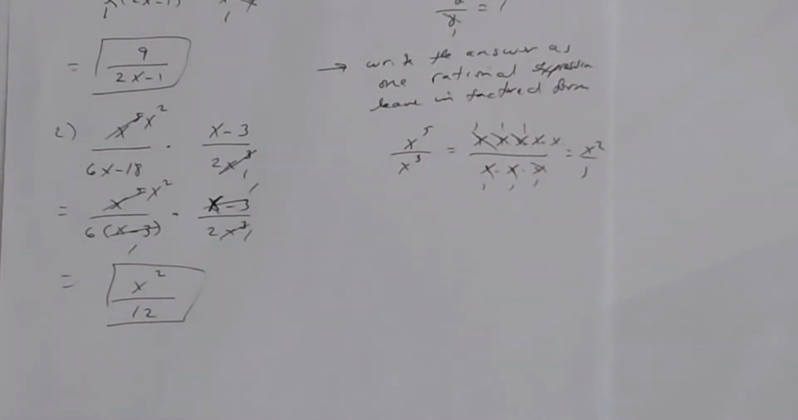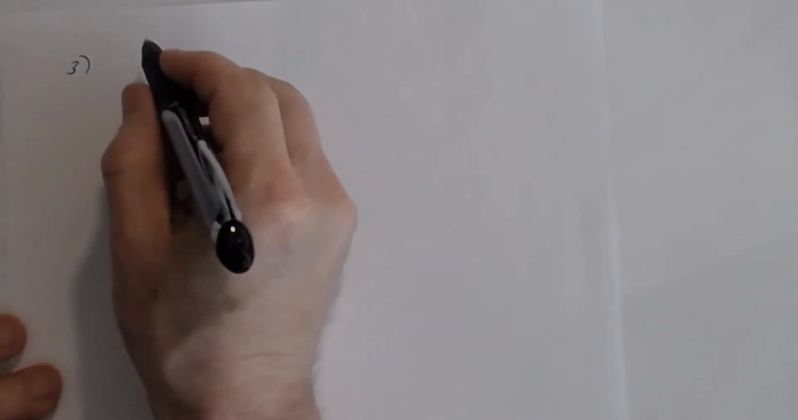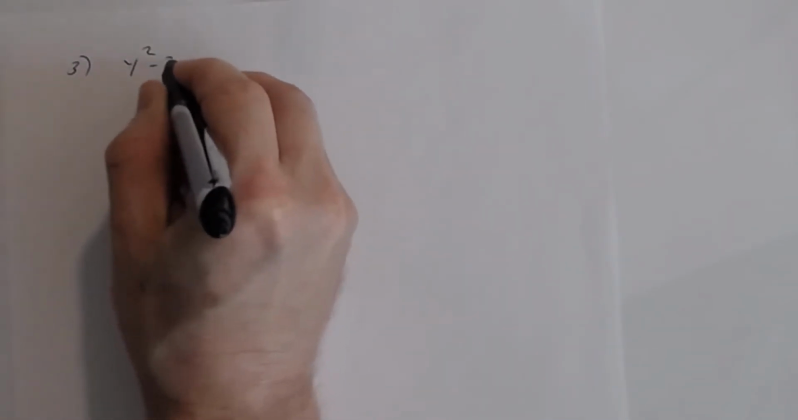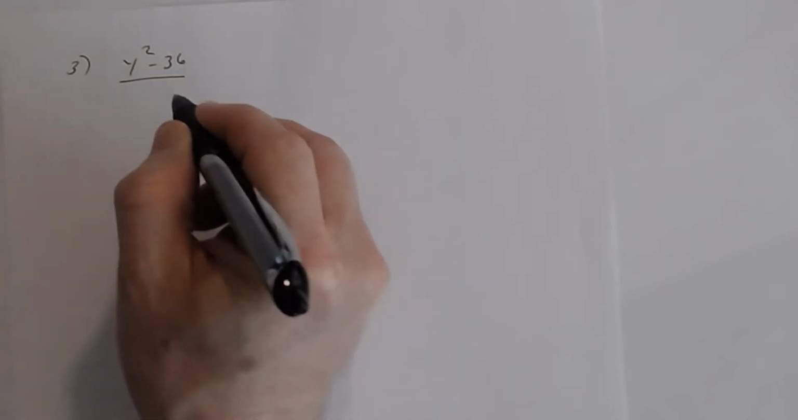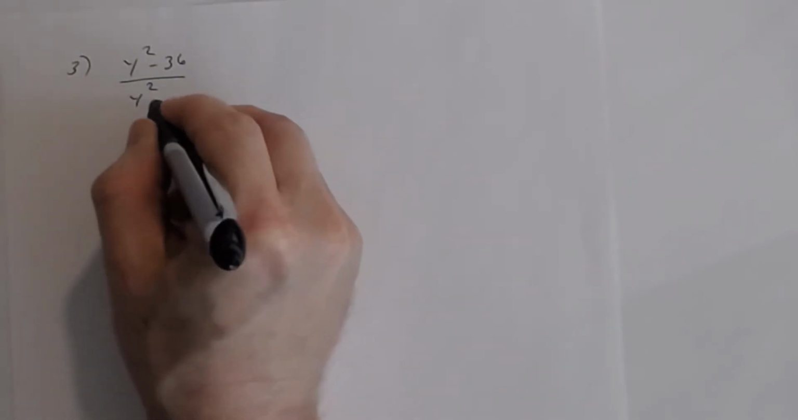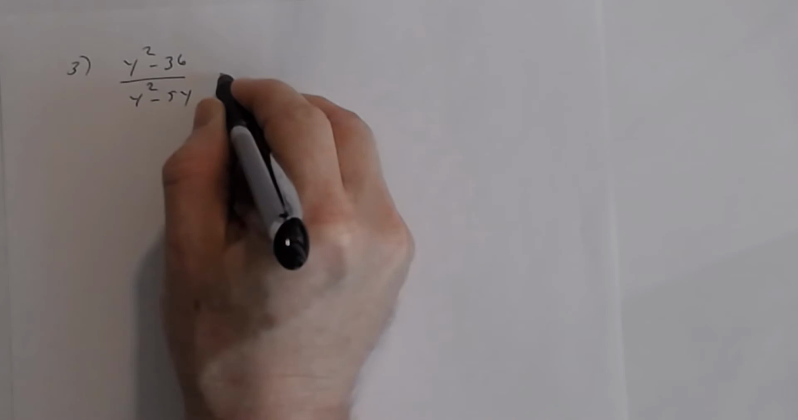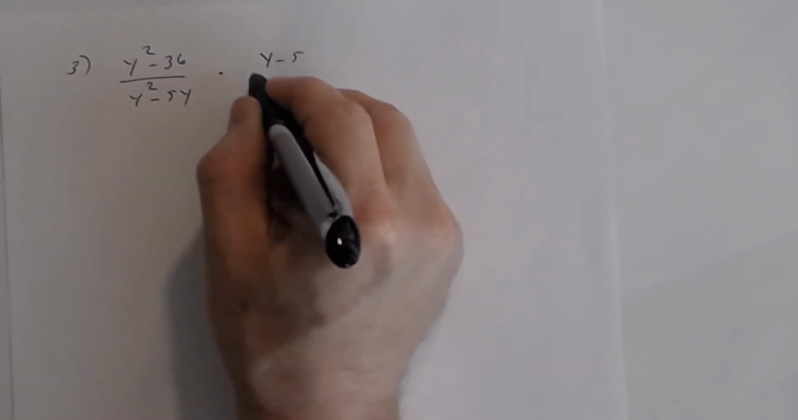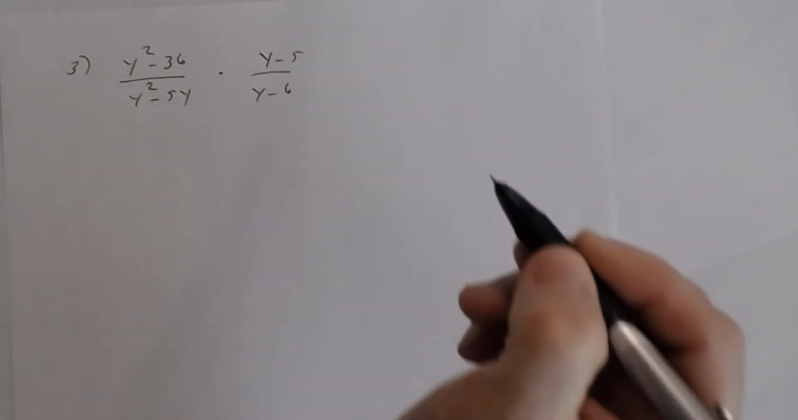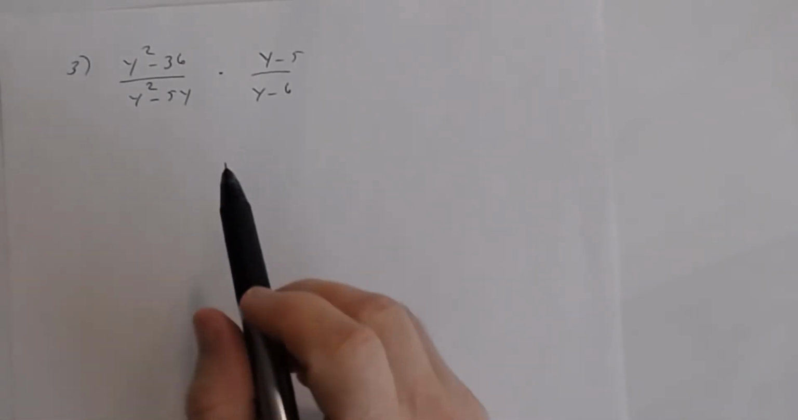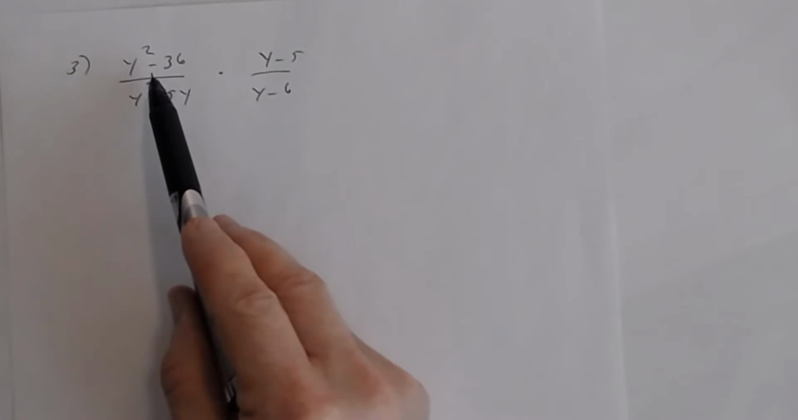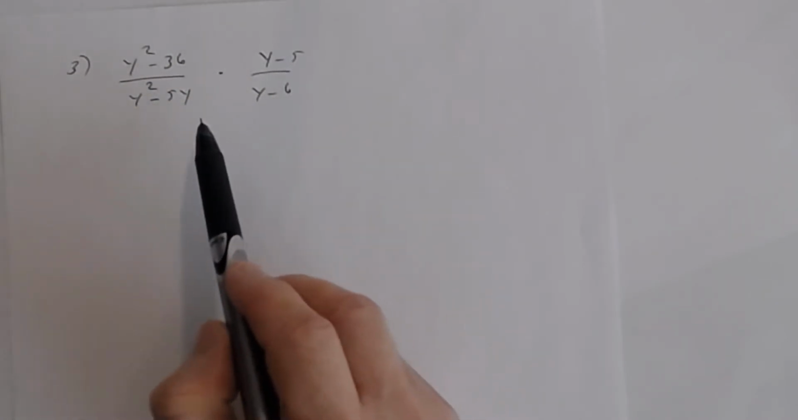All right, number 3. So when you look at number 3, you have y squared minus 36 divided by y squared minus 5y, times y minus 5 divided by y minus 6. All right, so remember the first thing you have to do is factor the numerators and the denominators. So you have 2 numerators, 2 denominators.